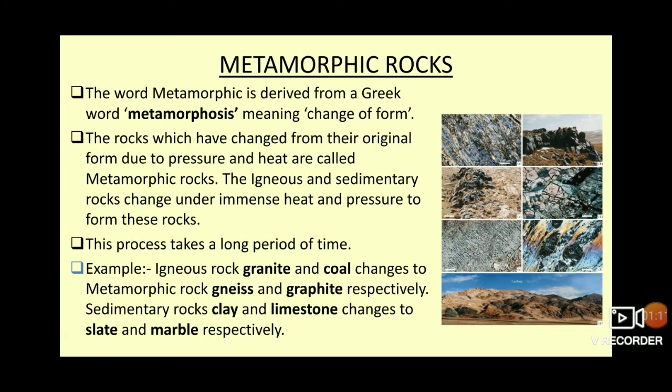Now move on to the next, which is metamorphic rocks. The word metamorphic is derived from the Greek word metamorphosis, meaning change of form. And how is it formed? The metamorphic rocks are actually igneous or sedimentary rocks which have been changed due to excessive heat and pressure inside the earth. Excessive heat and pressure can change the original properties of rock such as their color, hardness, texture and mineral composition. Such changed rocks are called metamorphic rocks.